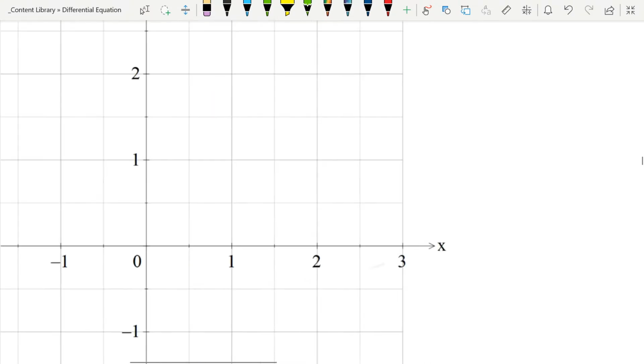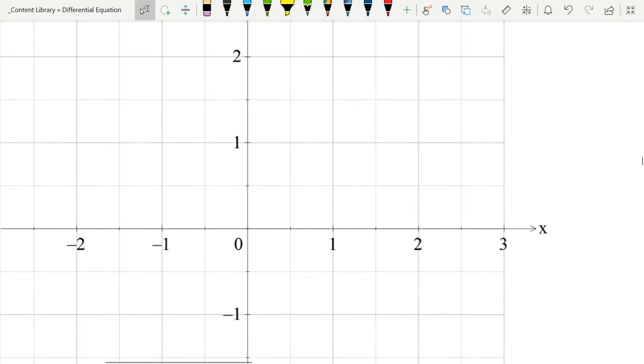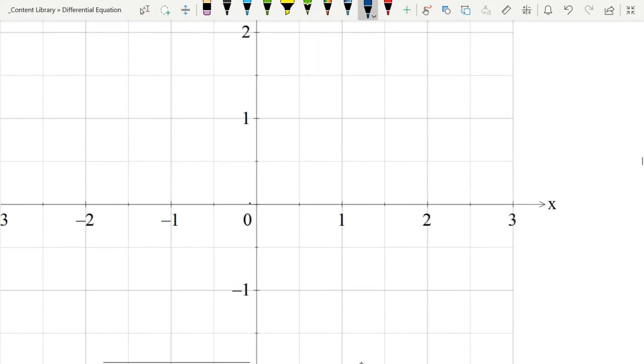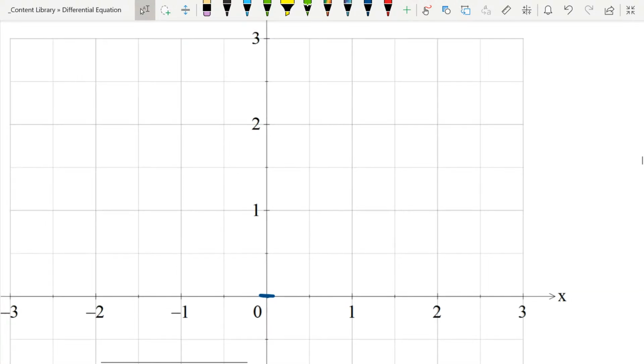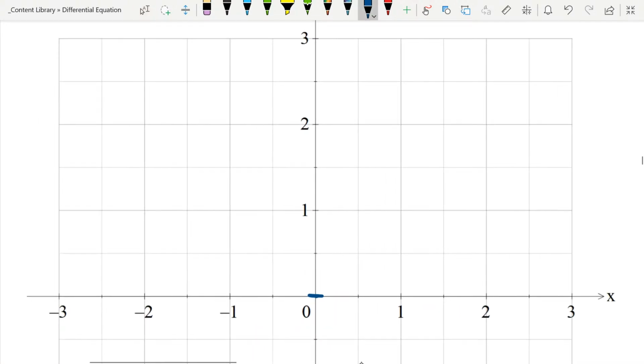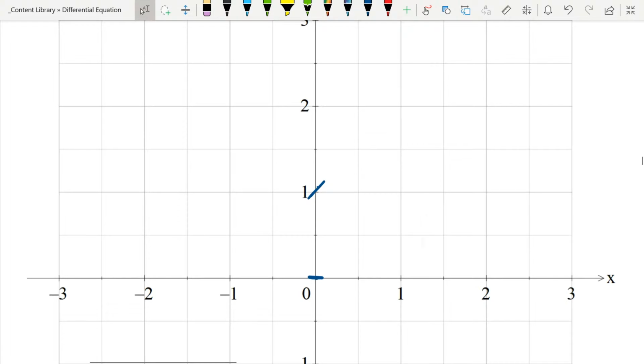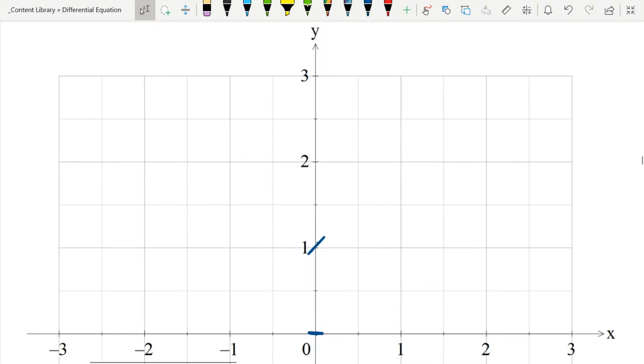So when x equals 0, y equals 0, the gradient is 0. So we have a horizontal line here. When x equals 0, y equals 1, the gradient is 1, which means tan theta equals 1, which is 45 degrees. So that's the 45 degrees slope. And the next one, x equals 0, y equals 2. The gradient should be 2, which means tan theta equals 2, so 2 over 1.